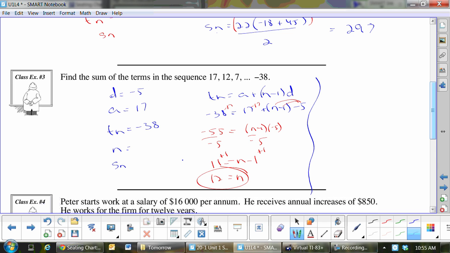Okay, so I'm going to do S12 equals n is 12 times 17 plus negative 38, all divided by 2. So the sum of those 12 terms would be negative 126.